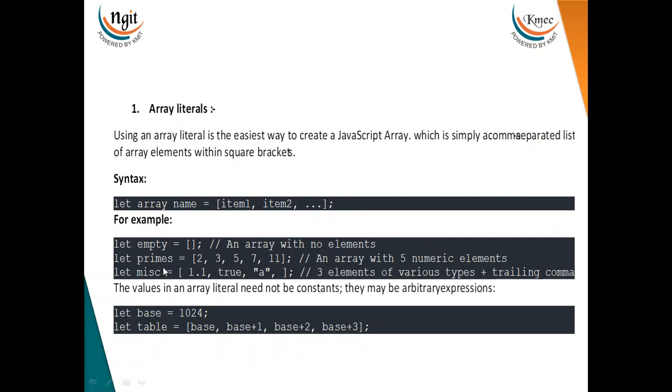And the second way of declaration is let primes. The elements are defined here itself. That is, I have given an array with 5 numeric elements. And the third one, here are elements of various types. 3 elements of various types, they are separated by commas. This is a floating point or numerical data type, this is boolean and this is string. So the values in an array literal need not be constants, they may be arbitrary expressions also. So these are a few more examples of an array.